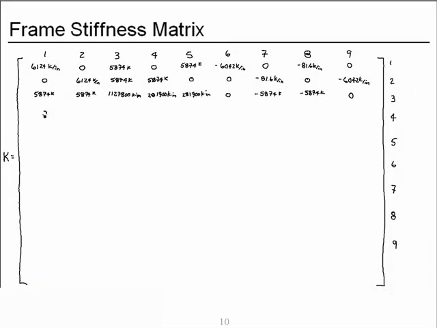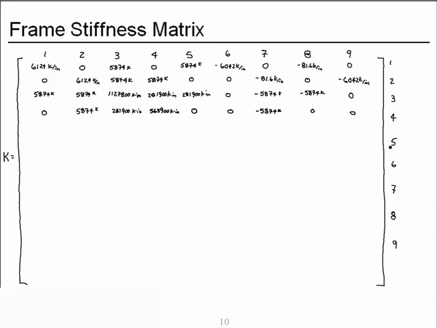So we have 0, 5874 kips, 281900 kip inches. Then column 4, column 5 we said is 0, then 6 and 7, and then 8 and 9 we said are 0.